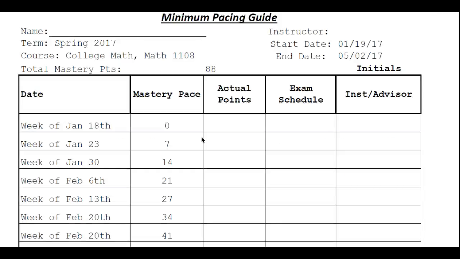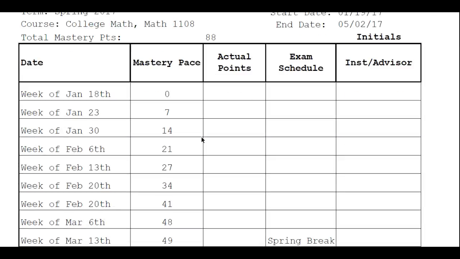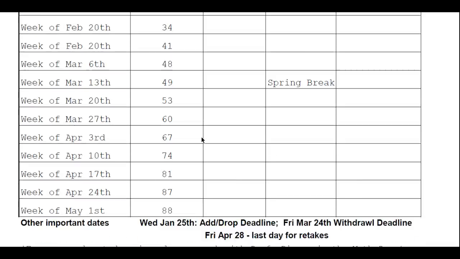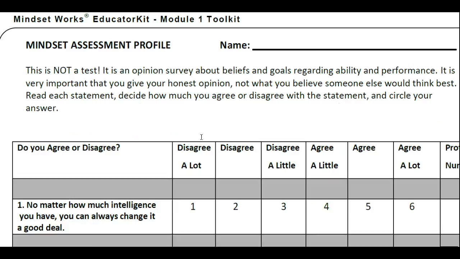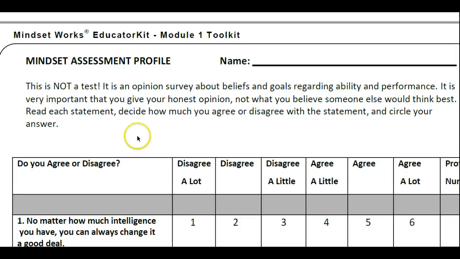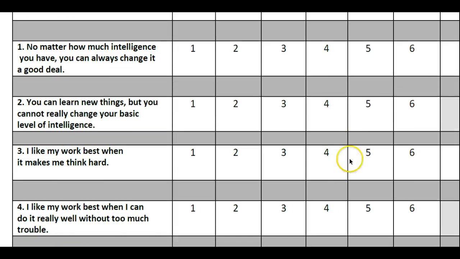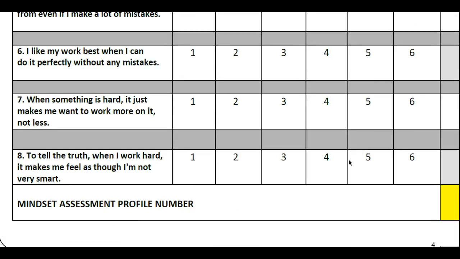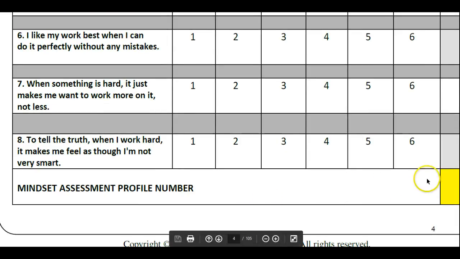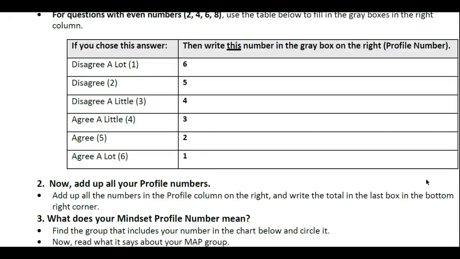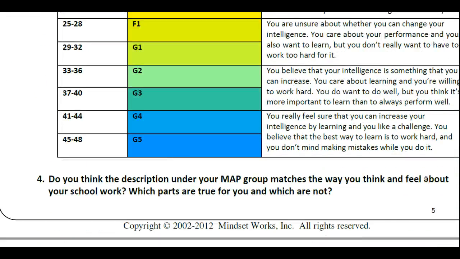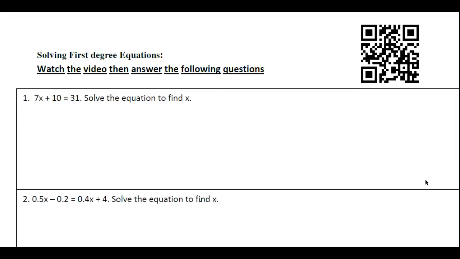Now you'll have your particular pacing guide. This is the one for this book, and gives you those dates. And they ask you to do this mindset assessment profile where you rate yourself and then eventually come up with a mindset score. And a few other things. All right, those are all things that we get ready for.